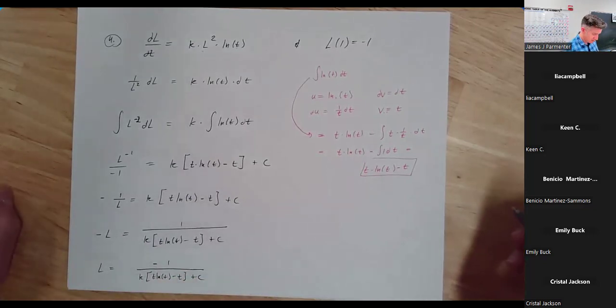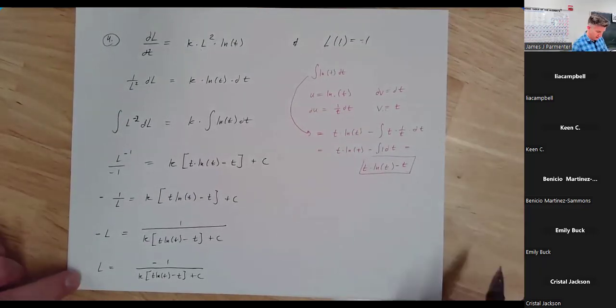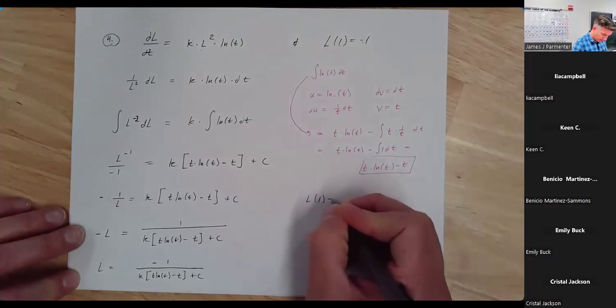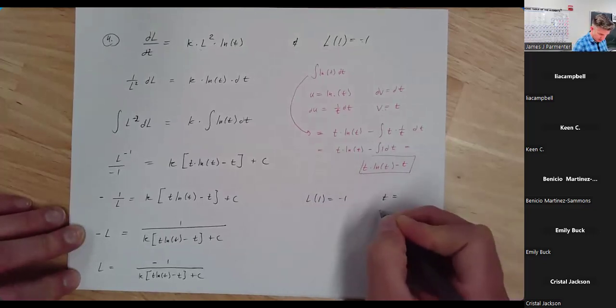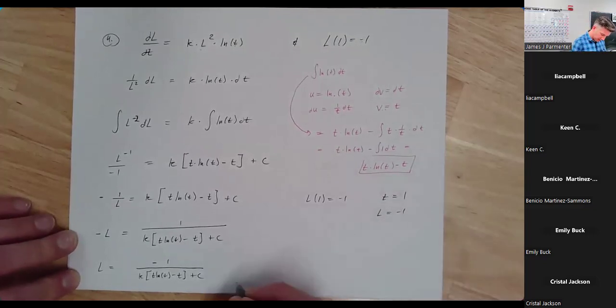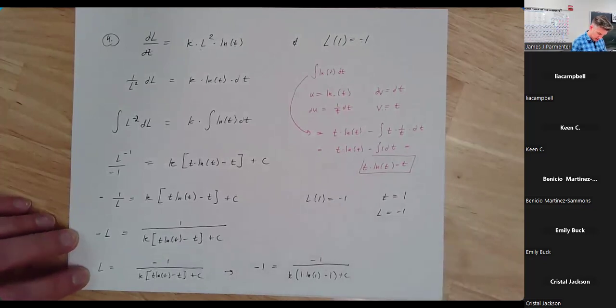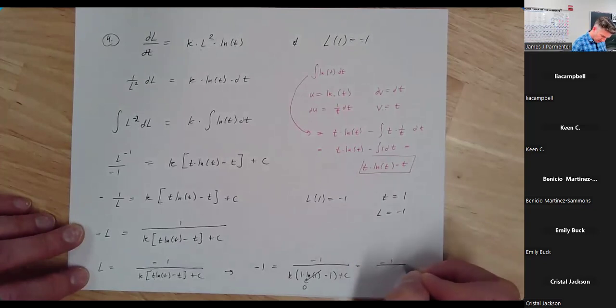And then if we plug in L of 1 equal to -1, so we're plugging in what for what? If L of 1 equals -1, then T equals 1 and L equals -1. So we're going to get -1 equal to -1 over K times T times natural log of T. So that's 1 times natural log of 1 minus 1 plus C. Natural log of 1 is 0. So you've got -1 over -K plus C.